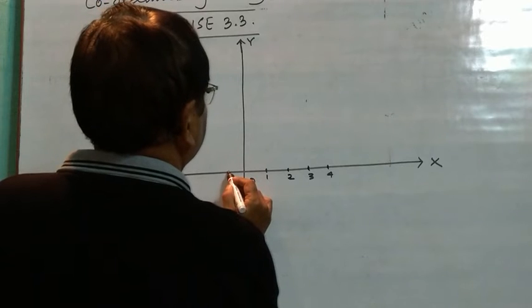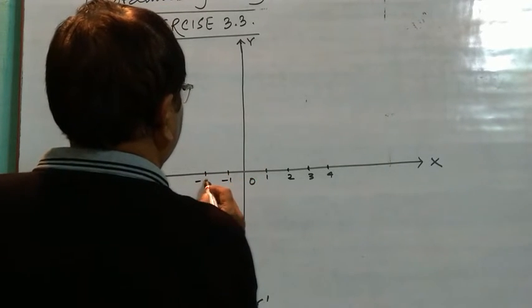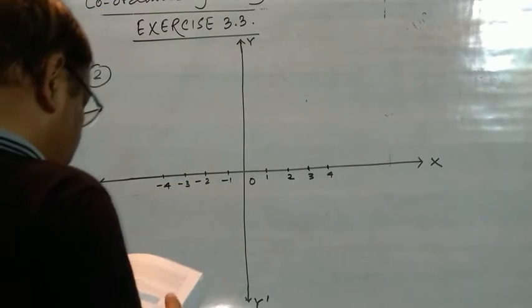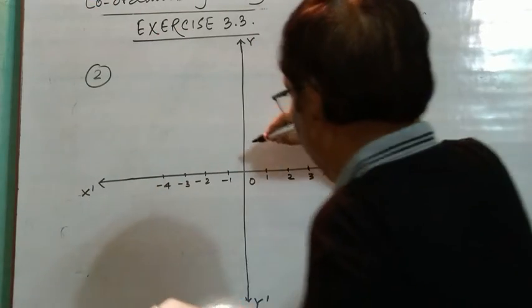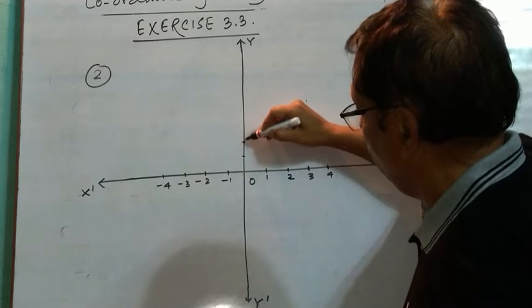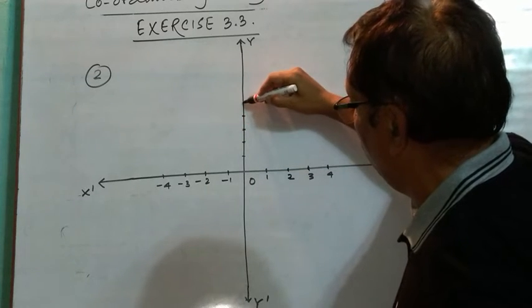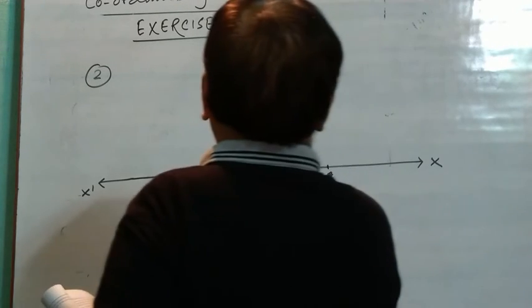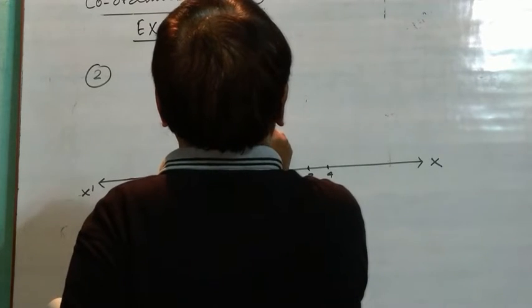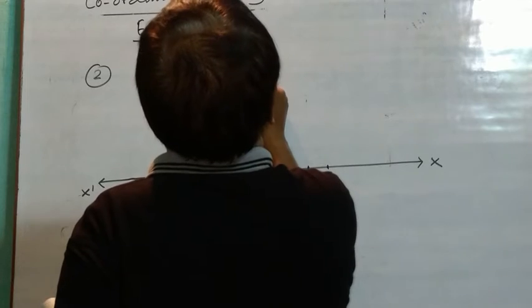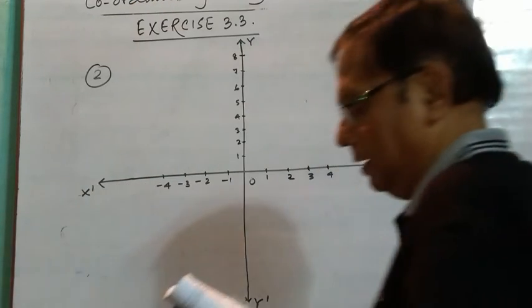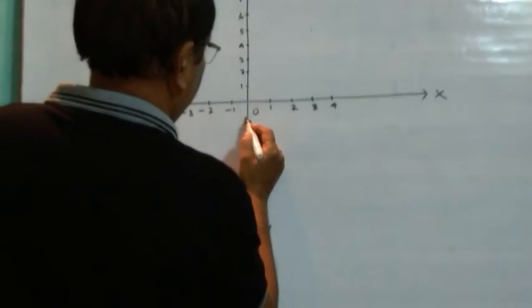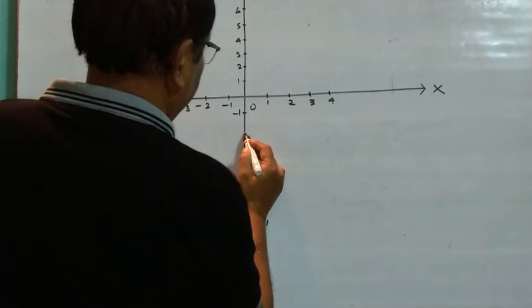And this is -1, -2, -3, -4, and like this. The y value goes up to 8: 1, 2, 3, 4, 5, 6, 7, and 8. And on the negative side, -1 and let it be -2.